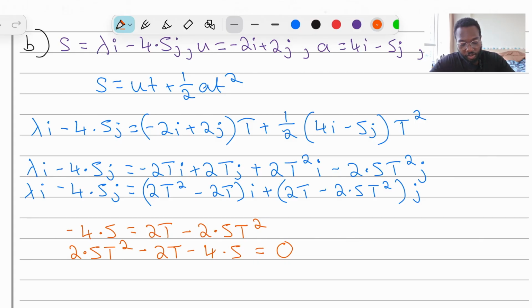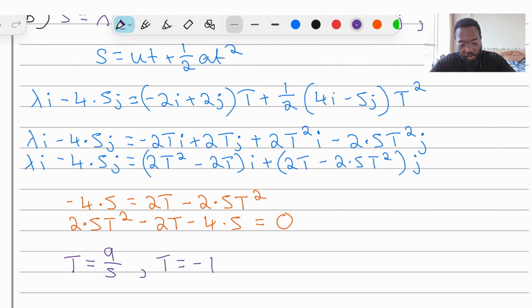If you put it into a calculator, you'll get two values. You will get t as being 9 over 5, and you get t as being minus 1. In this question, remember they said that t has to be greater than 0. Since t has to be greater than 0, we can just disregard this one here, and therefore our answer is just going to be 9/5. So we worked out t now as 9/5.